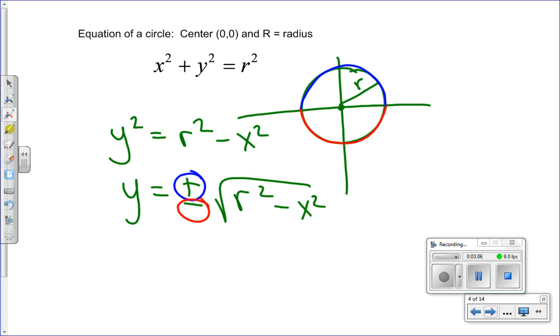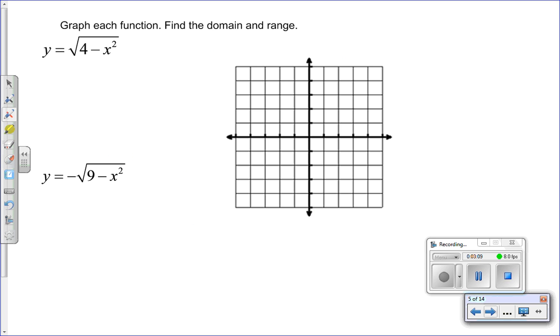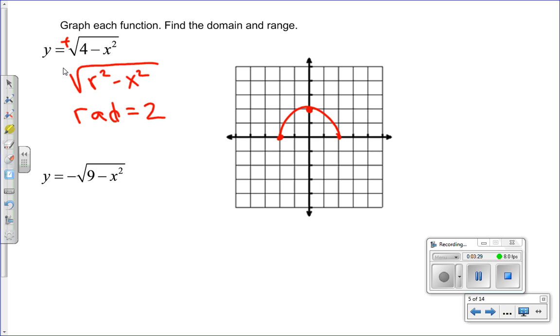So let's graph a couple of these. For this first example, we would recognize that once again, your standard form is the square root of r squared minus x squared. So we can see that the radius is going to equal the square root of 4, and it's going to be the upper half because it's the positive. So here I have a semicircle of radius 2, and that's the graph of it. On the next example, if r squared equals 9, then r equals 3, and the negative accounts for the lower half. So that would be an equation of a semicircle on the bottom half of the x-axis.